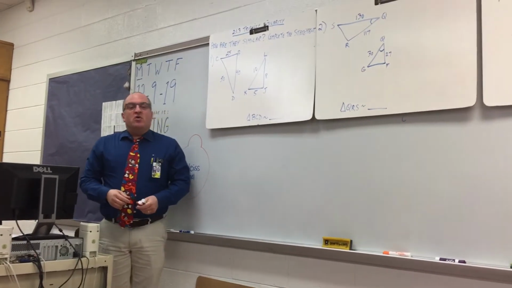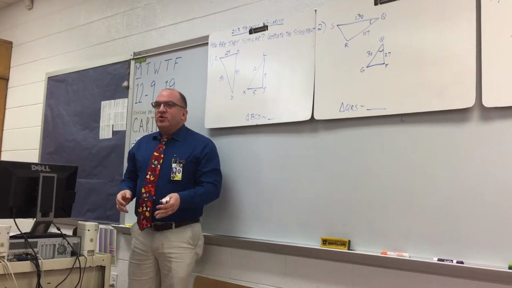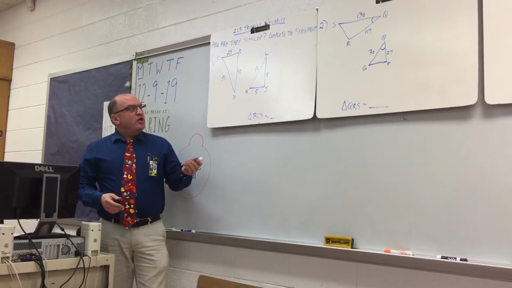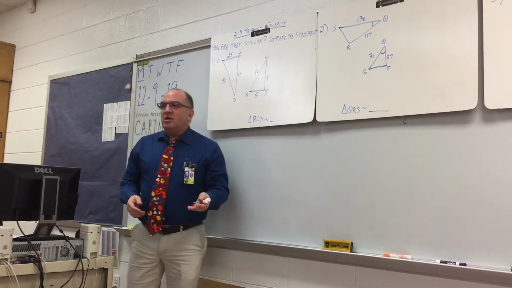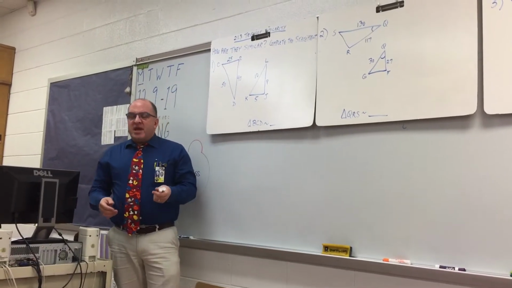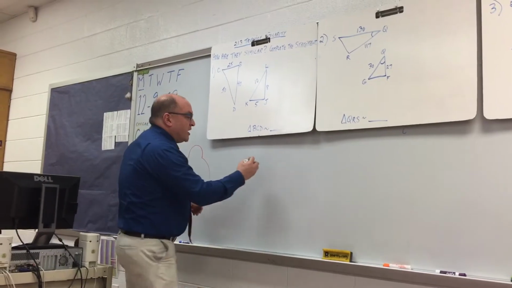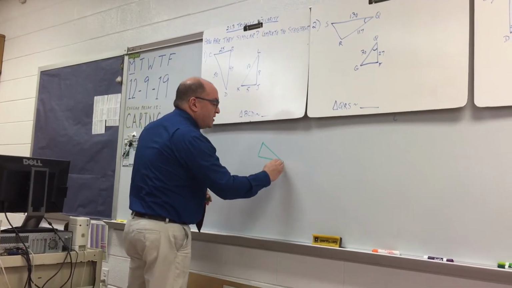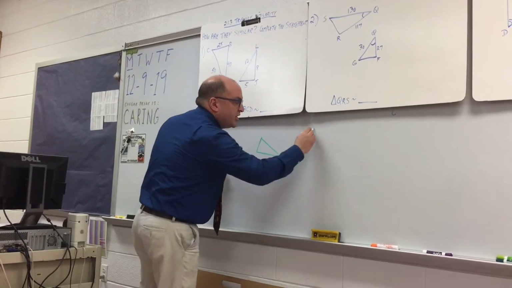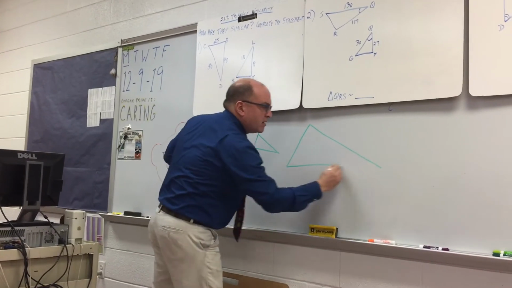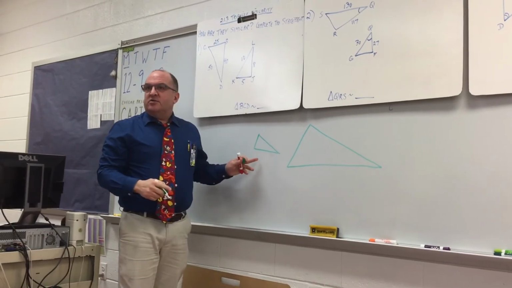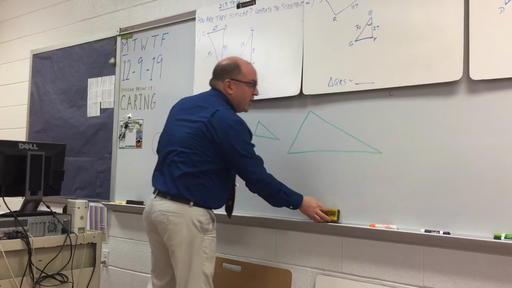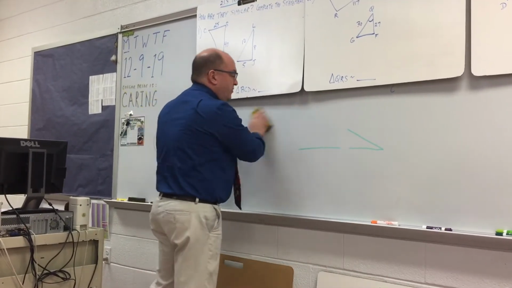Okay. So for the last few weeks we've been doing congruent triangles. Today we're going to do triangles that are similar. Similar triangles. Meaning you could have two triangles that are the exact same shape but different sizes, okay? So the question is, how are they similar?